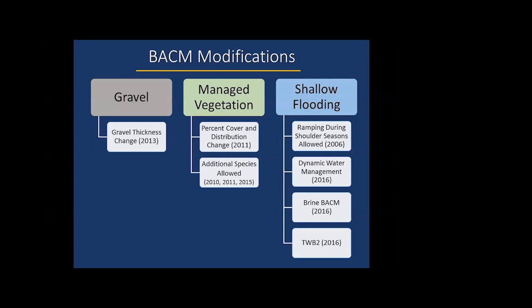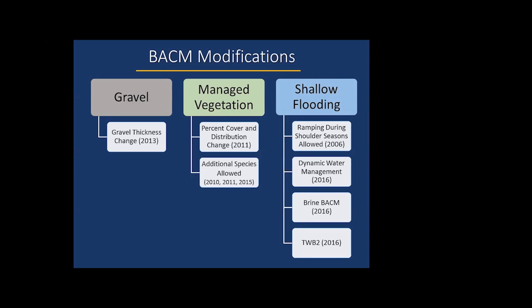So, some of the modifications that have been done to the backups over the years. There's only been one change to gravel. So we have the three backups across the top. The change in gravel was just a change in the thickness that's allowed. Originally the development of the backup required a 4-inch thick layer of gravel, and it didn't have any kind of geotextile fabric underneath. When DWP started implementing gravel on the lake bed, they put the geotextile fabric underneath because there were concerns of gravel sinking into the soil below. Recognizing that, in 2013, the thickness of gravel was changed to allow just a 2-inch thick layer of gravel, provided there was that geotextile fabric underneath.